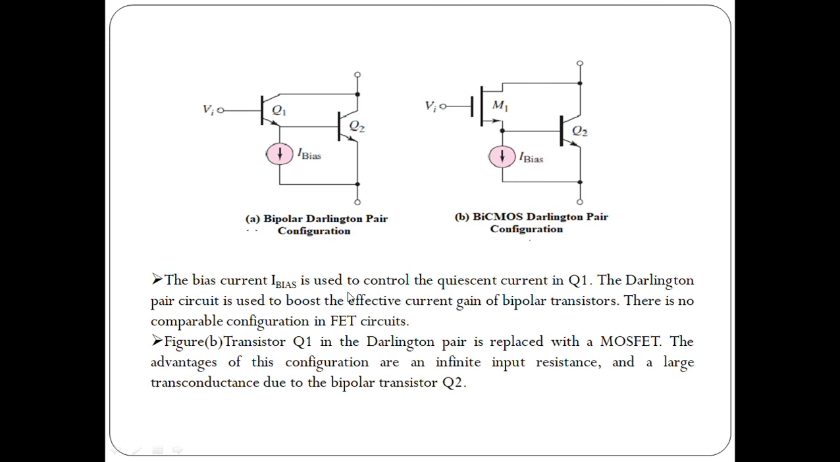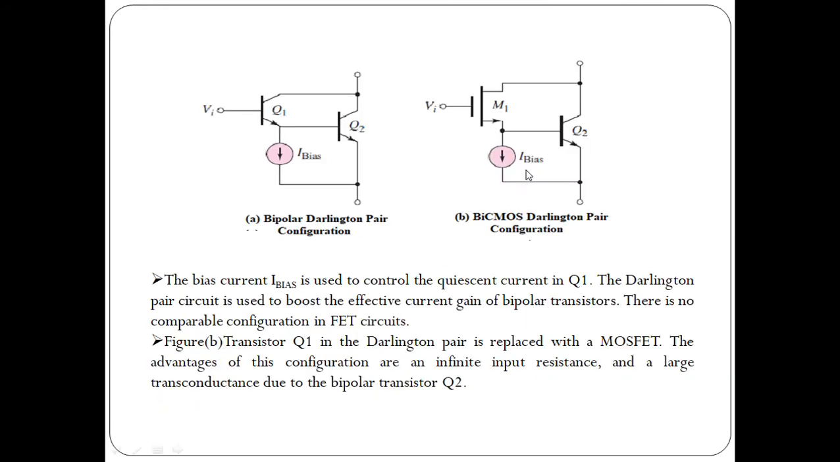This bias is used to control the quiescent current for this transistor M1. So what is the advantage of using this M1 on the input side and the Q2 on the output side? We have already seen the advantage of MOSFET technology. It provides an infinite input impedance, and the BJT provides a very high transconductance. So these two combine to form a BiCMOS Darlington pair configuration.